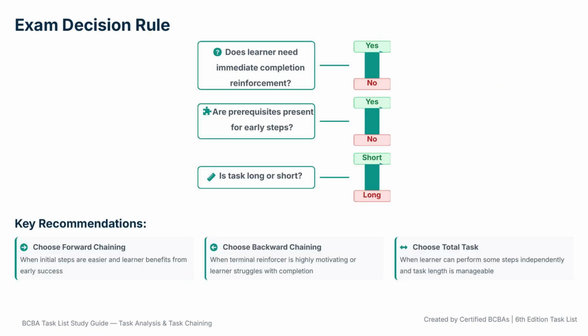Ask three questions. Does the learner need immediate completion reinforcement? Are prerequisites present for early steps? Is the task long or short? These questions guide correct procedure selection on the BCBA exam.